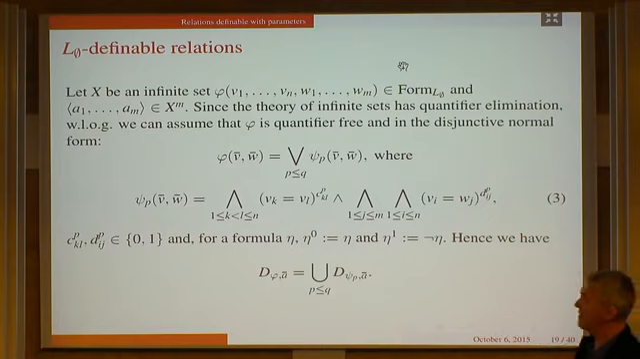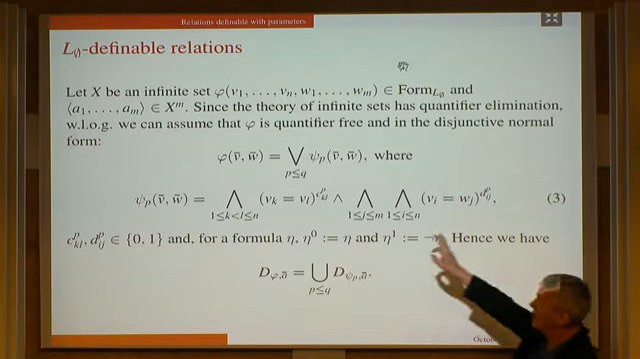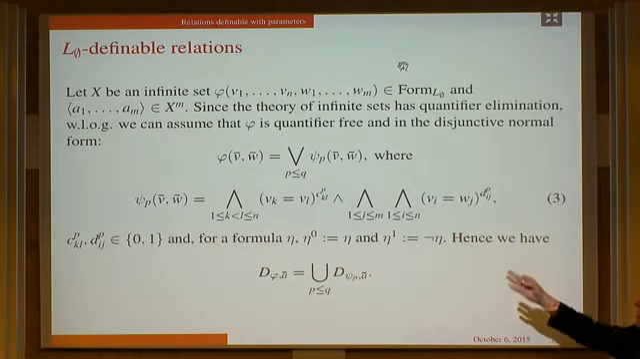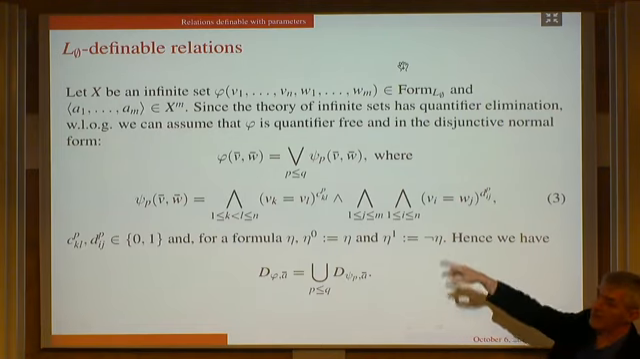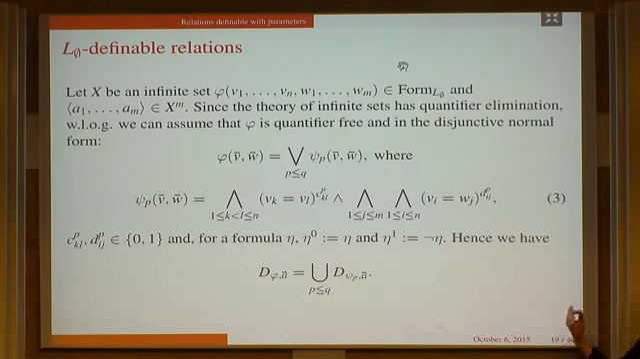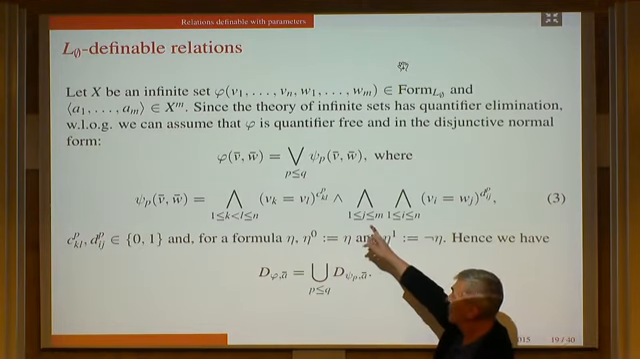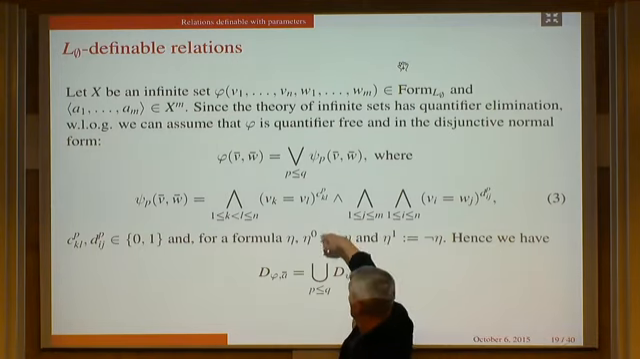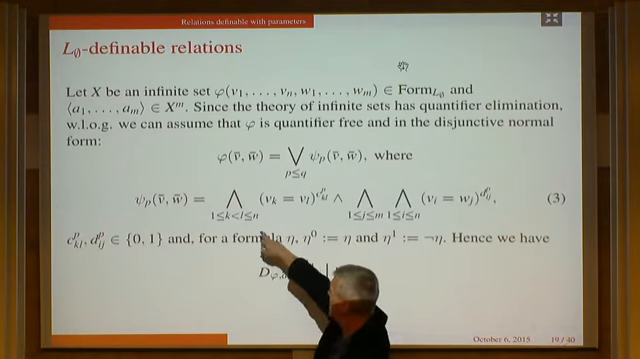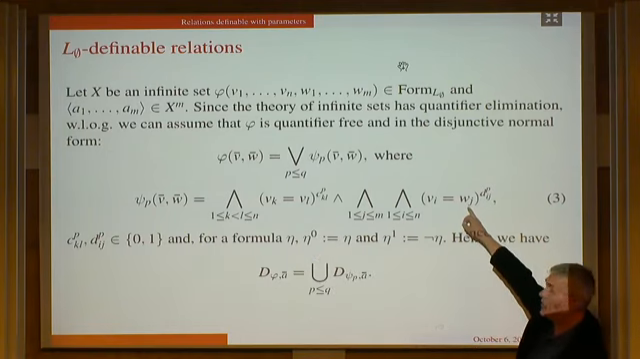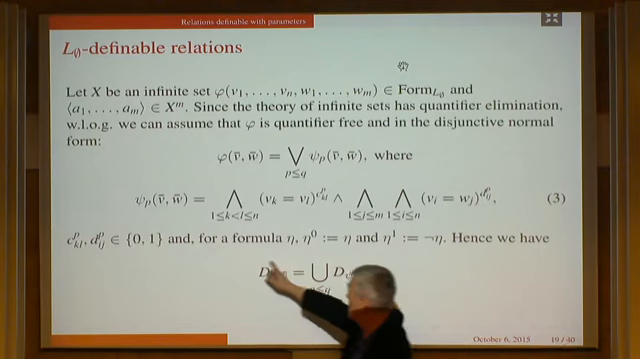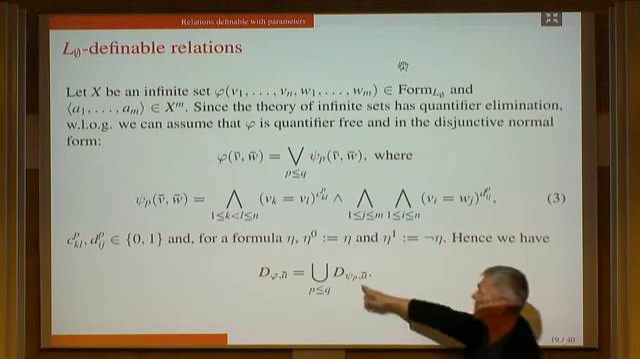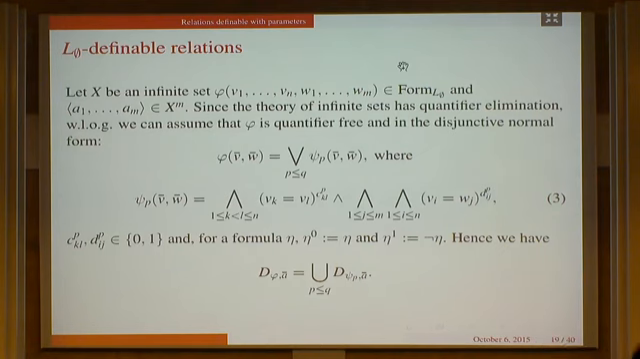This is an example. How do these relations look like? Since the theory of infinite sets has quantifier elimination, we can assume that the formula phi defining this definable set is quantifier free and in the disjunctive normal form of these forms. So the members of this disjunction are such conjunctions, and here the parameters appear. Now, our definable set is a finite union of sets defined by these conjunctions.